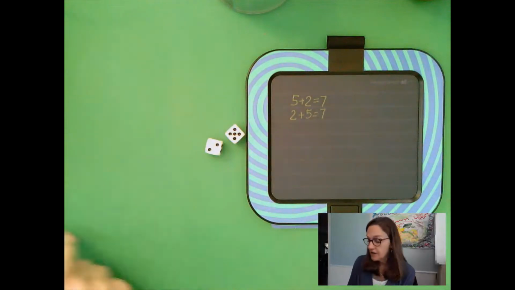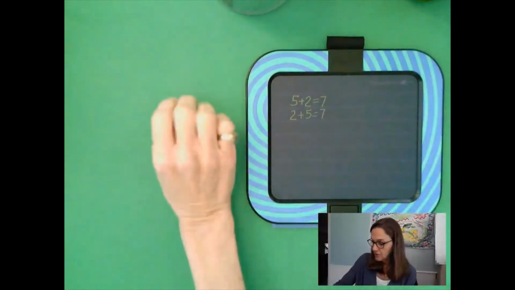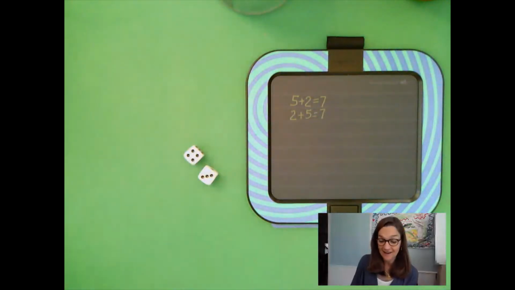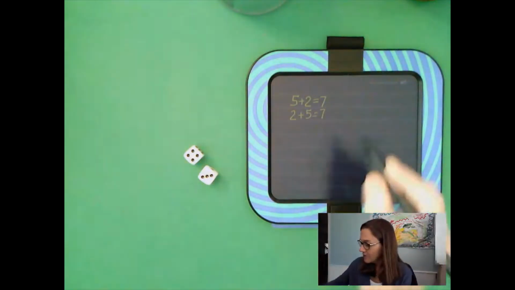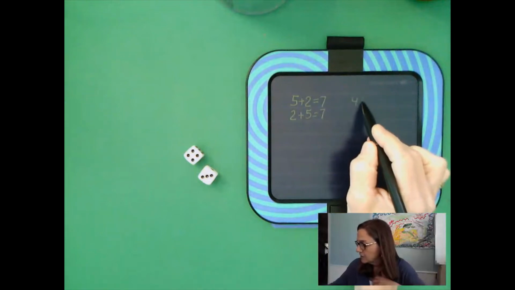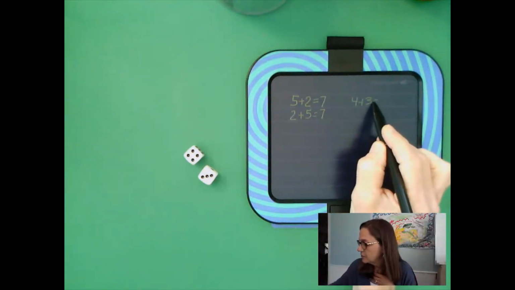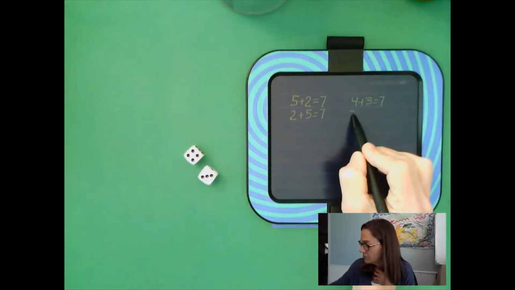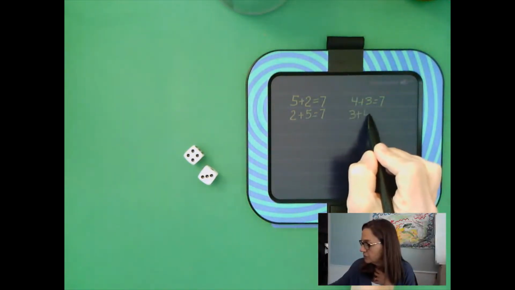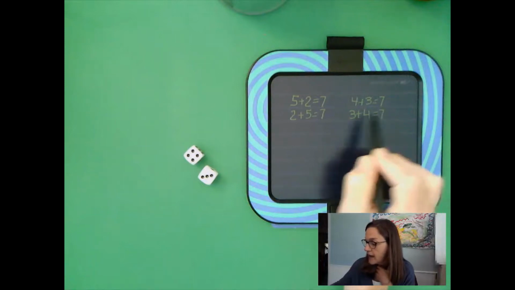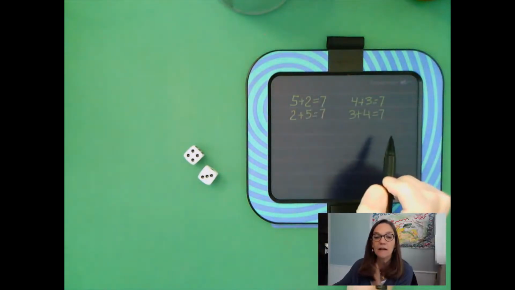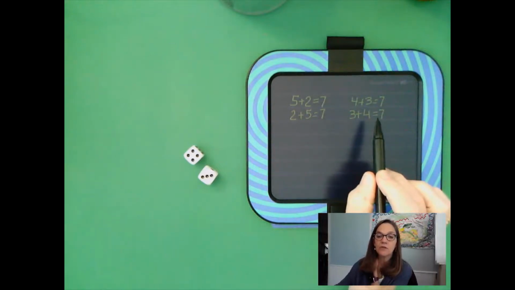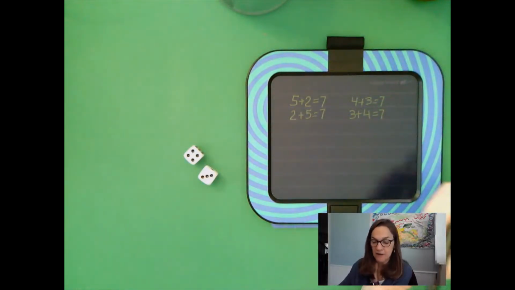Okay, now try to roll a couple more. We'll see if we can find them. 4 and 3 is 7. Okay, so we'll write that one down. 4 plus 3 equals 7. And you know that when we switch the numbers, we get 3 plus 4 equals 7. And those are in the same family, right? The 5 plus 2 and the 2 plus 5 are in the same family. 4 plus 3 and 3 plus 4 are in the same family.